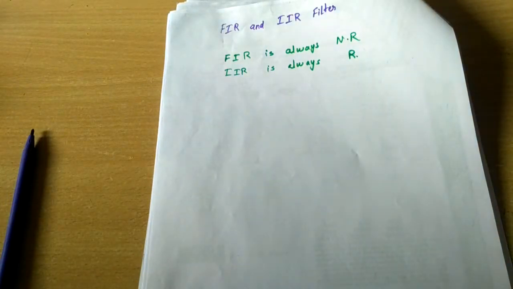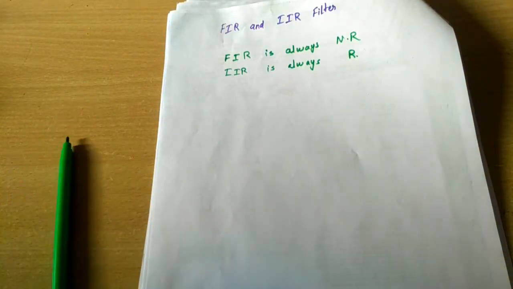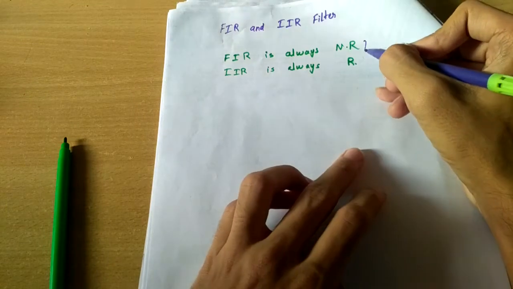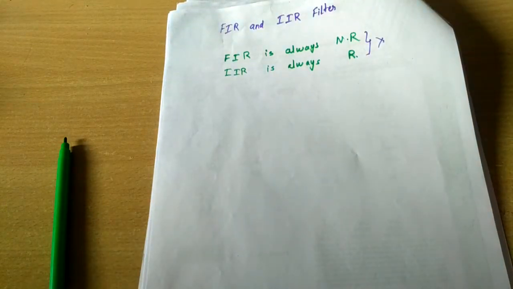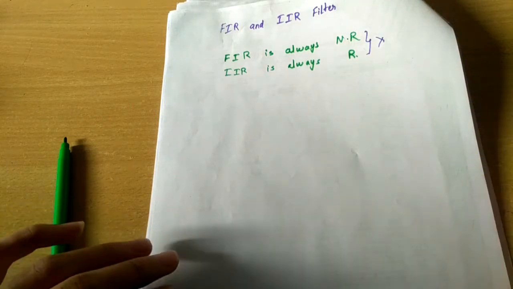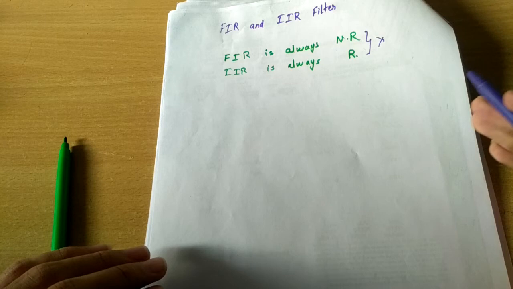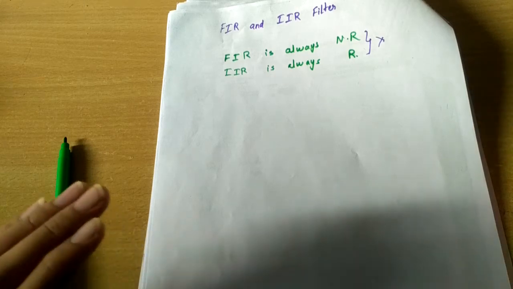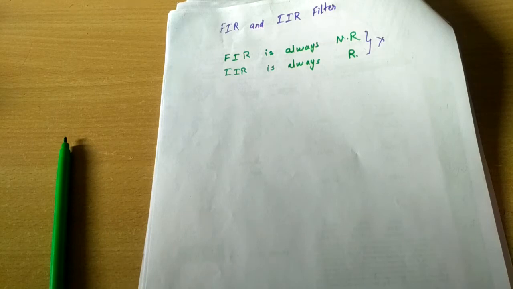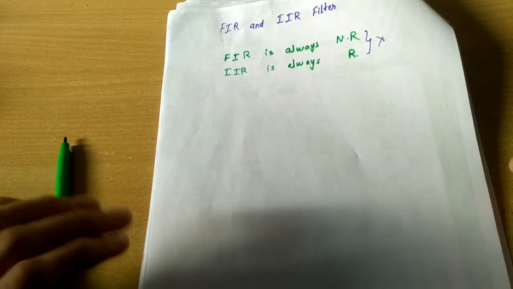But this is false. This is a misconception, and many reference books are also using the same. I can't name any book over here, but I saw it in many books. So this is not the case. Over here, I will prove mathematically, by taking one example, that FIR is not necessarily non-recursive, whereas IIR is not necessarily recursive. So we will prove this.